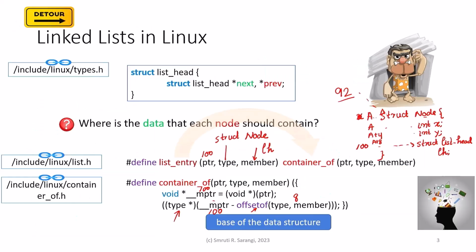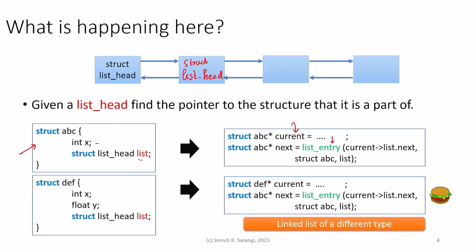So what was the format of this? Pointer, type and member. The pointer is current list dot next. So with current, you go to your list and go to next. Next means the next one. So if this is current, I come here. This is your pointer. The type is struct ABC, the member is list. So you can easily traverse a linked list in a generic manner using this little trick over here.